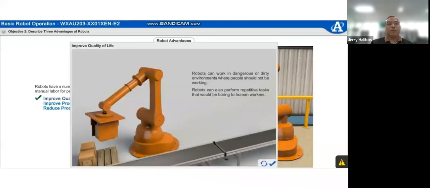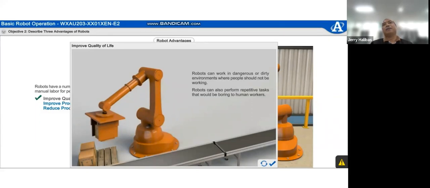When you say improved quality of life, there are environments that are hazardous. Robots can work in dangerous or dirty environments where people should not be working. Robots can take turns, especially when the task is repetitive and would be boring for human workers. So that's one of the advantages, improved quality of life.